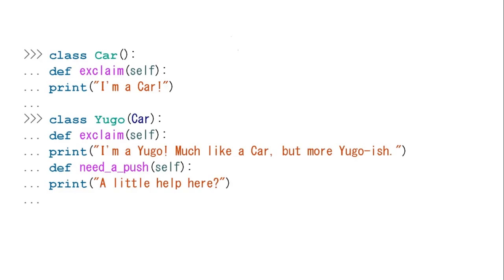In this lecture, I am telling you about adding a method. The child class can also add a method that was not present in its parent class. Going back to class Car and Yugo, we will define the new method need_a_push for class Yugo only.